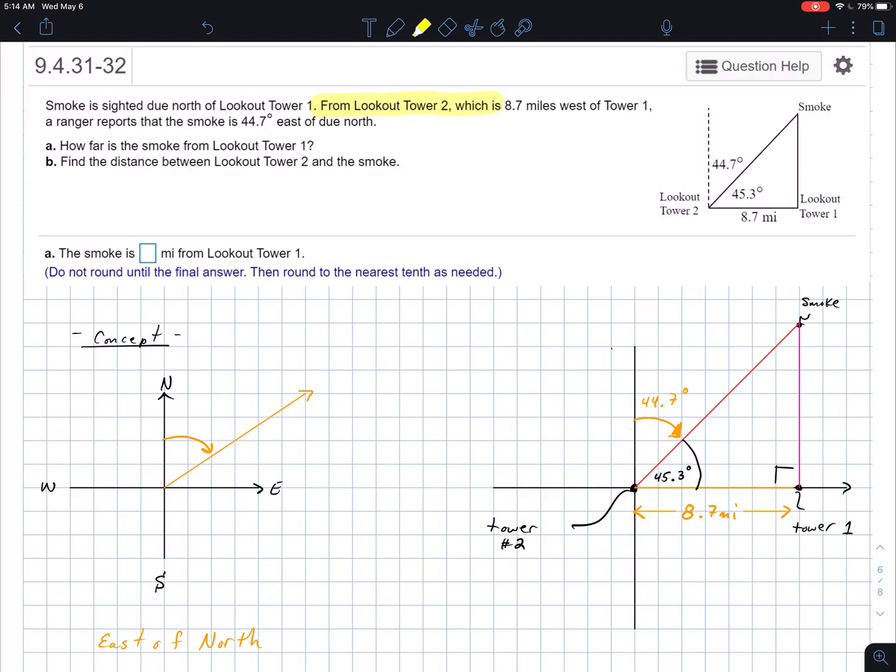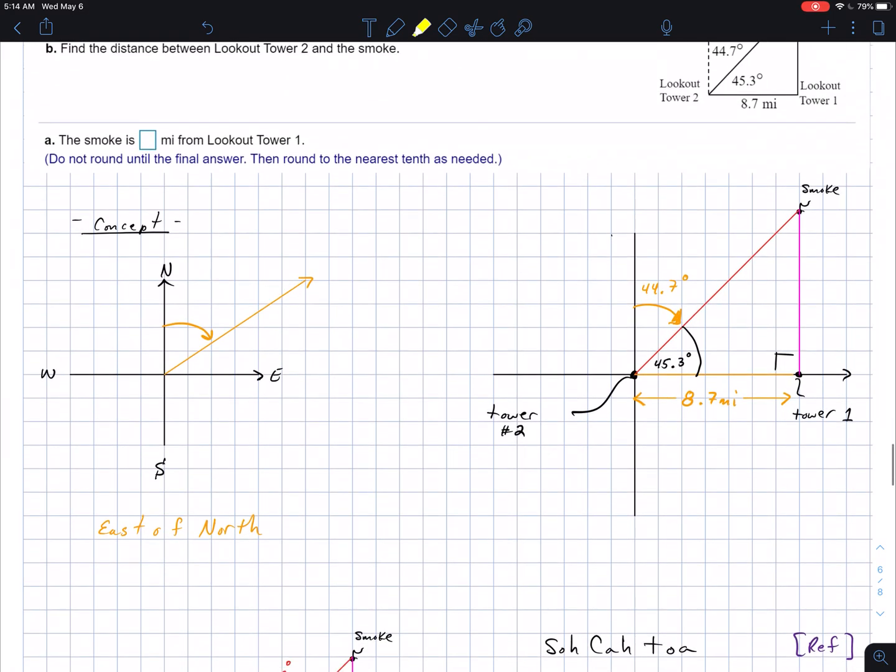From Lookout Tower 2, which is 8.7 miles west, so we're going west to the left, right? That's funny, we're going left, right? No, we're going left, correct? So if that's the case, we know our horizontal distance. Okay? A ranger reports the smoke is 44.7 east of due north. Now, you may not have seen that kind of wording before. I'm not sure. So east of due north.